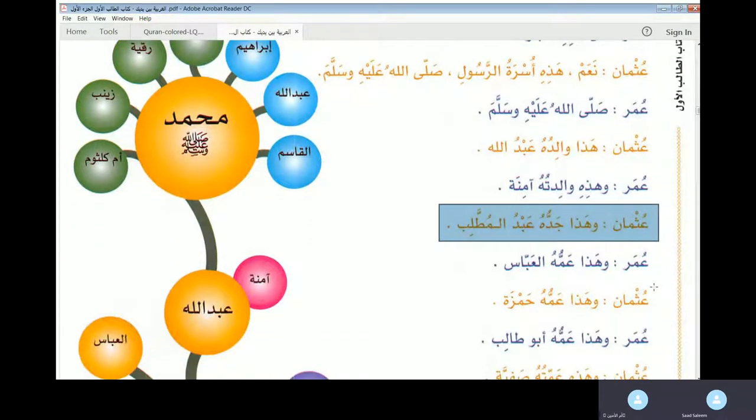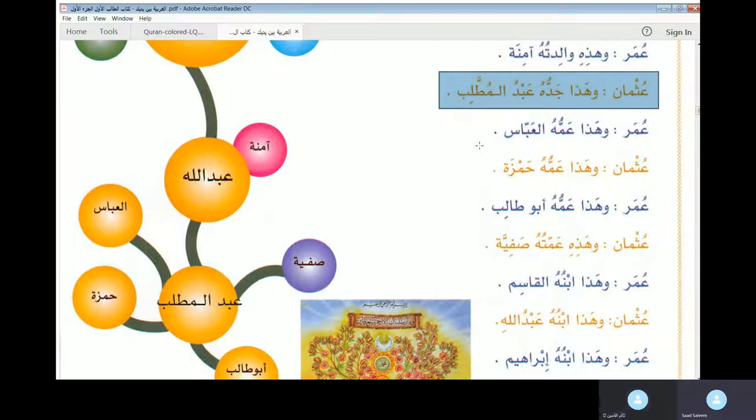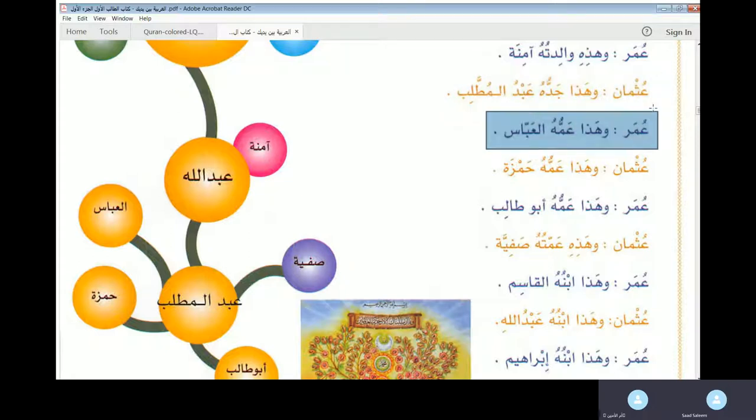Uthman: And this is his grandfather, Abdul Muttalib. And this is his uncle, Abbas. Uncle, 'amm, means uncle. Okay, and this is his uncle Abbas.